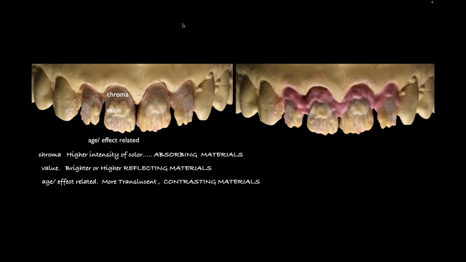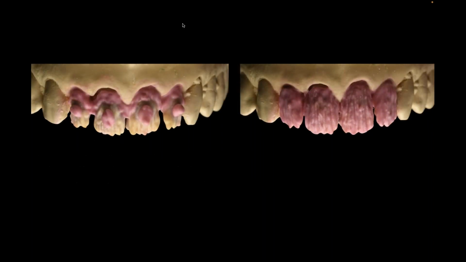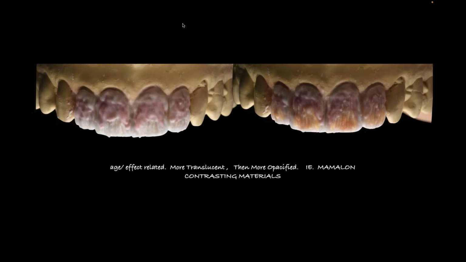Obviously, the cervical dentin is higher in chroma. The middle dentin might be a little higher in value. And then the incisal edge is going to be a combination of the 2 of them, depending on the effect and the age that I'm looking for. So I'll do that build up, and I won't walk you through all the boring build up parts, but as I get my canvas set, then I'm going to come back and start adding some of my mamelon type material.